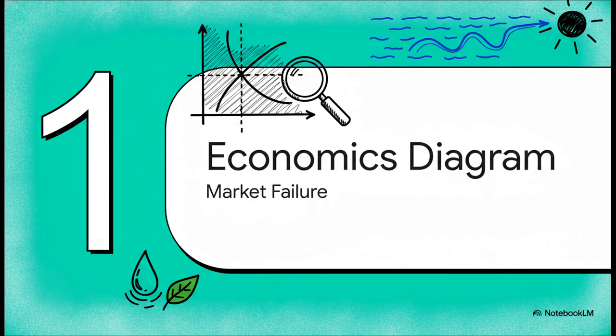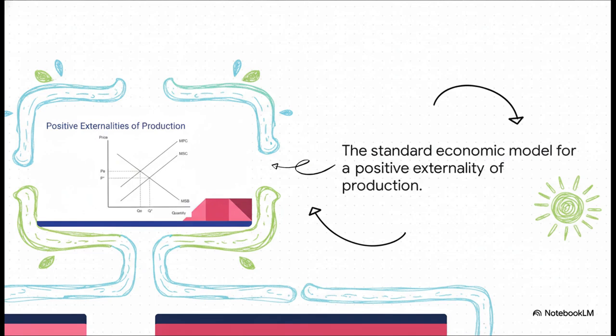Right, to analyze this properly, we need to use the standard economic model. For any of you studying for the IB diploma, this diagram is an absolutely essential tool for understanding and explaining market failure. Okay, here it is. This is the standard diagram for a positive externality of production.